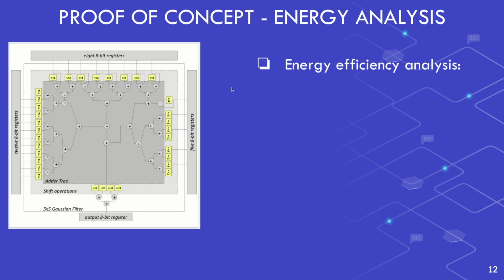To evaluate the energy response of this proof of concept, we consider this architecture for the Gaussian filter, implemented with this adder tree and these shift operations, and it is capable of receiving as input 25 samples of a grayscale image. Here we can see that this Gaussian filter processes 5x5 blocks of images, and per cycle it is capable of outputting one sample.